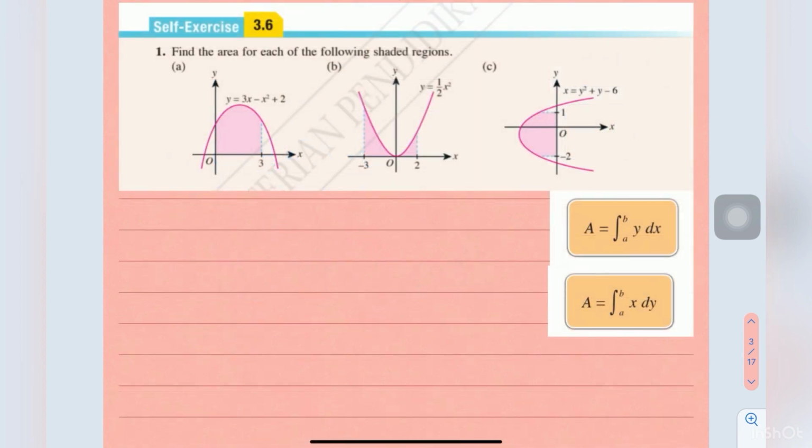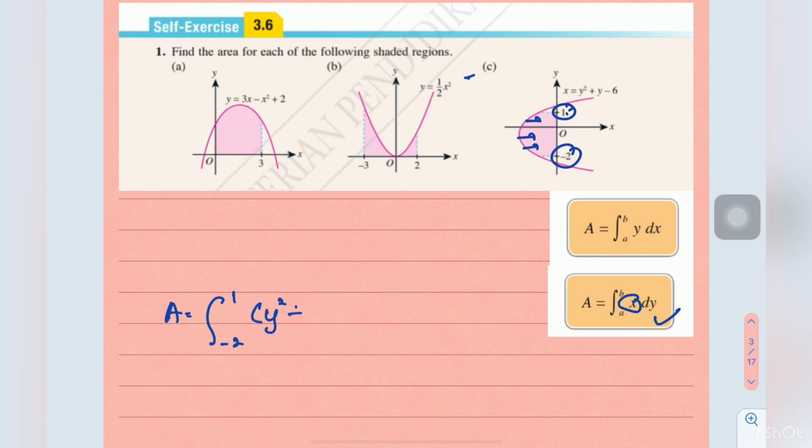Now we move to question C. Find the area of the shaded region. Now we have the pink curve, and the region is under the graph in terms of y. The values of the lower and upper limits are values of y, so we use the second formula. The area is from negative 2 to 1 of x dy, where x is y squared plus y minus 6, dy.